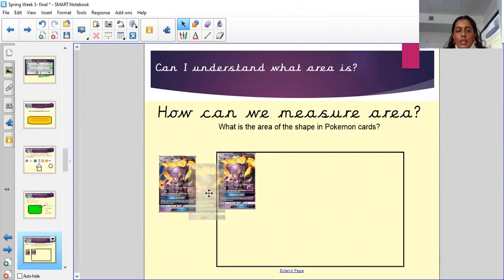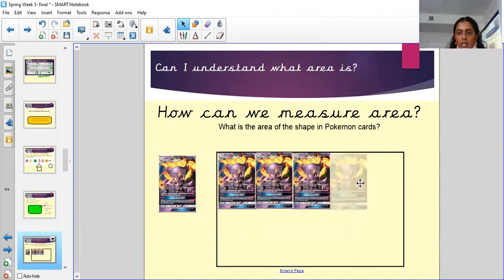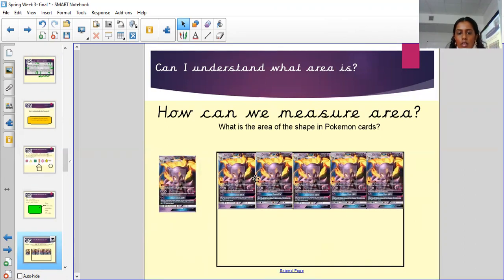Now, when I lay the Pokemon cards out, I'm not going to overlap them. I'm not going to put them on top of each other. I'm not going to leave a big gap. I'm going to try and be as close together as possible. I'm going to carefully move them over. And I can do the same below.